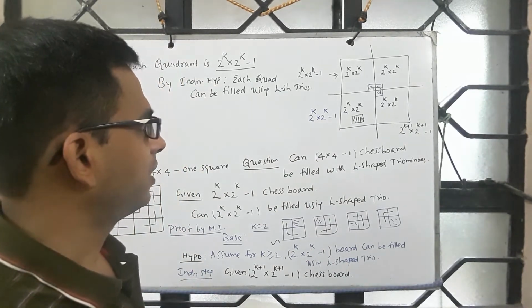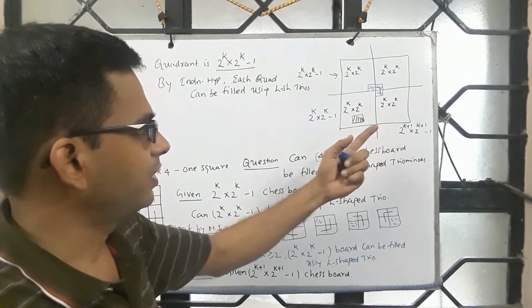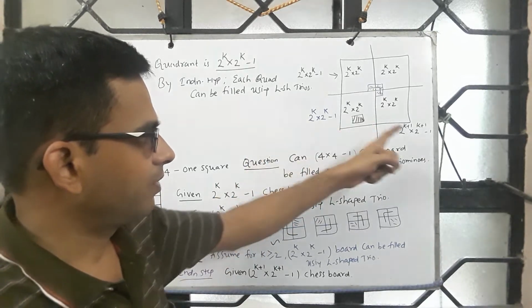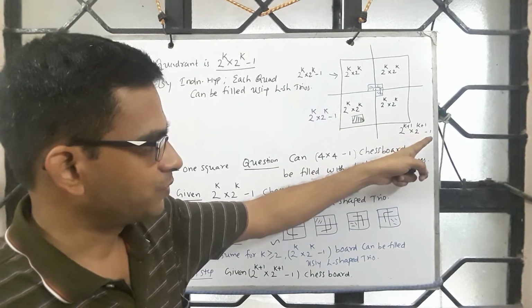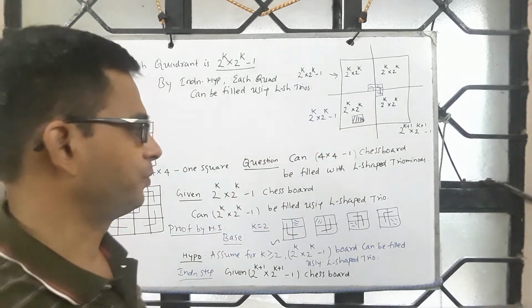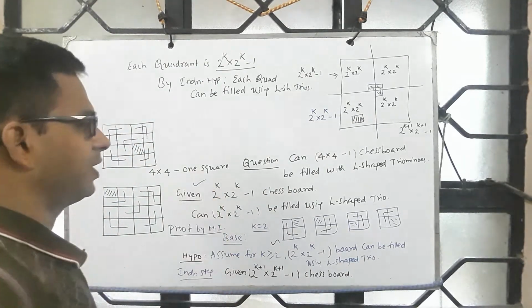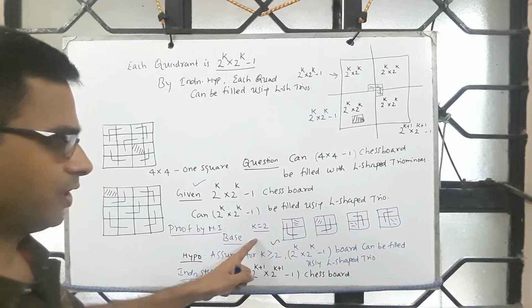So that's all. Now with the help of the induction hypothesis, we have shown any 2 power k plus 1 into 2 power k plus 1 minus 1 can be filled using L-shaped triominoes. Therefore, the claim is true for any k greater than or equal to 2.